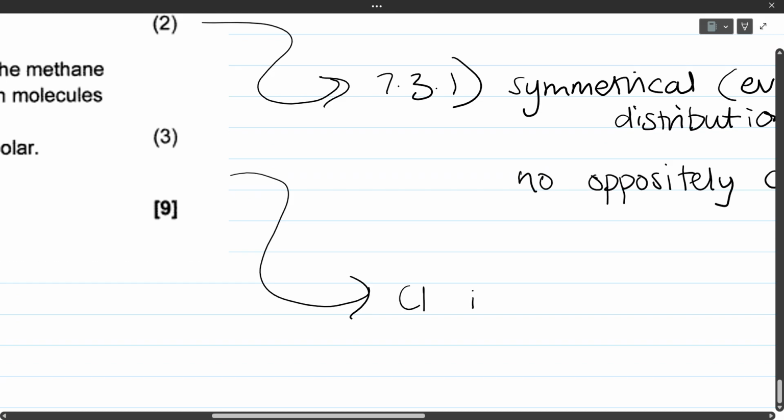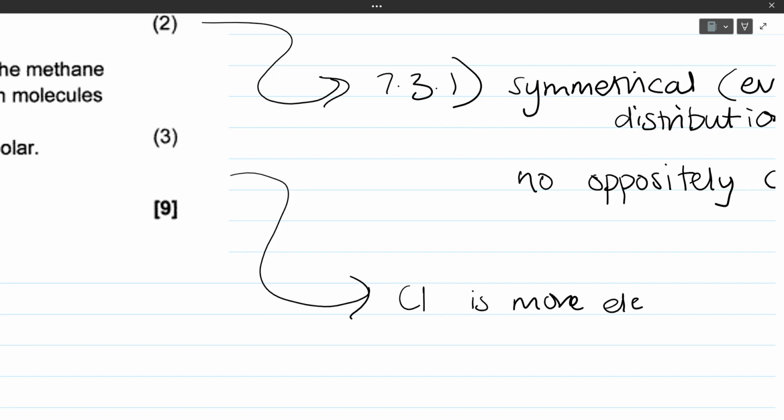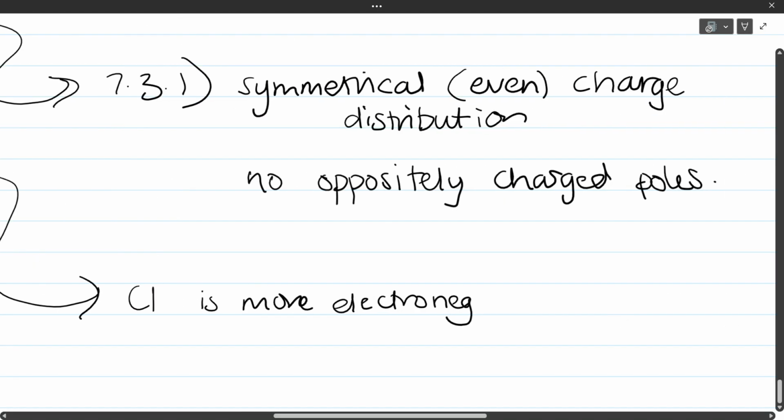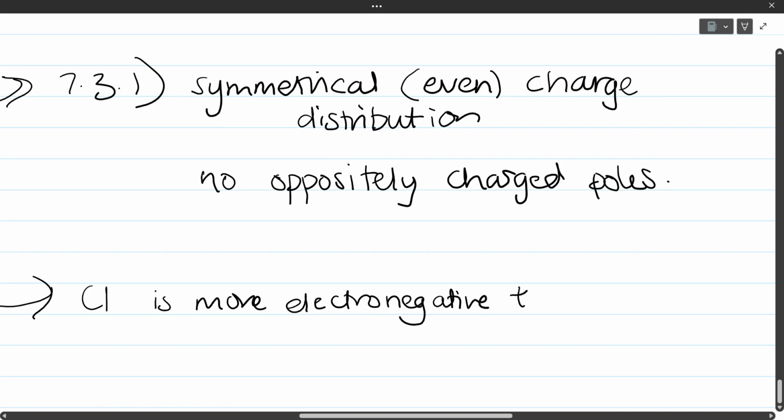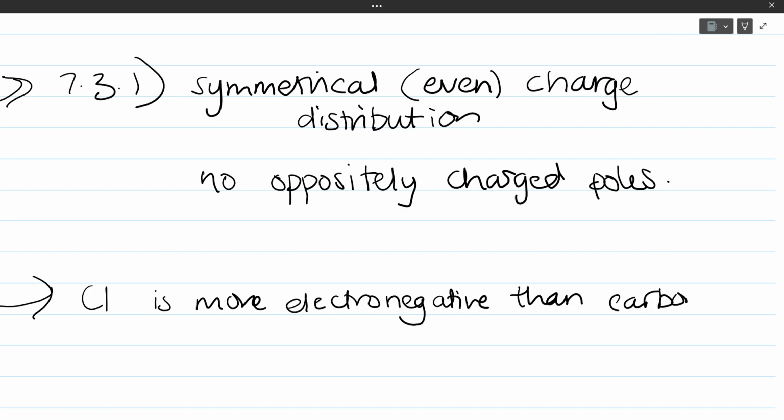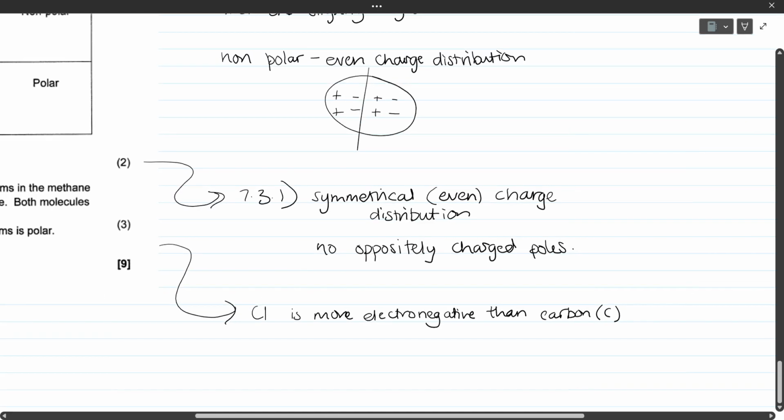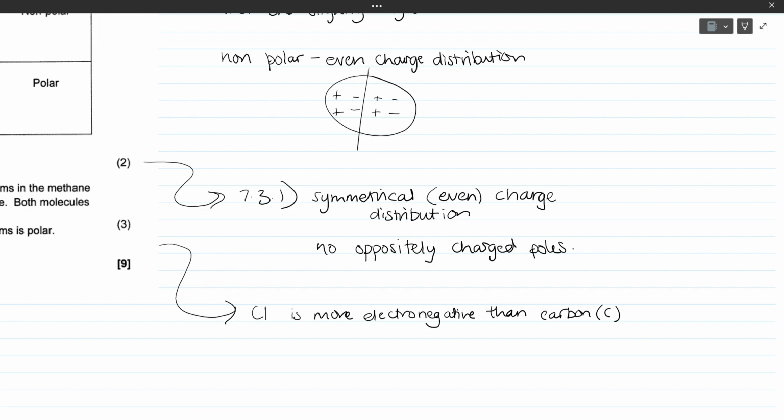The first thing is to say that chlorine, Cl, is more electronegative than carbon, okay, which is capital C. So if you go to your periodic table, you will notice that the number for chlorine is a much stronger electronegativity than carbon, right? It's higher. And because it's higher, it therefore makes chlorine slightly more negative. So because it has a greater electronegativity, this makes chlorine more electronegative.